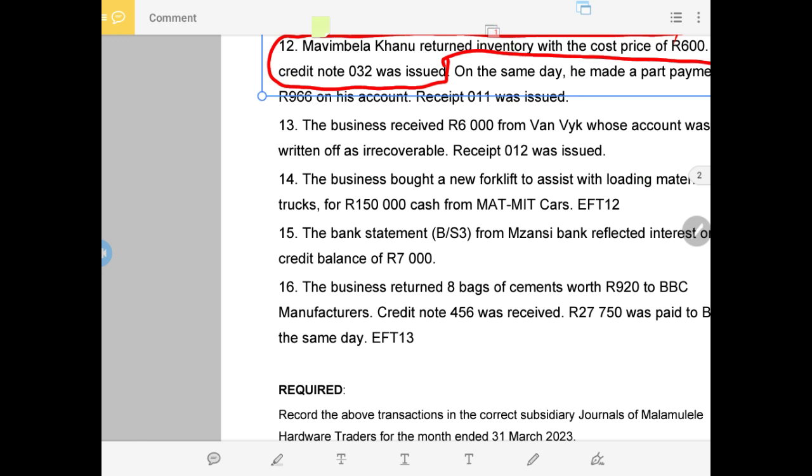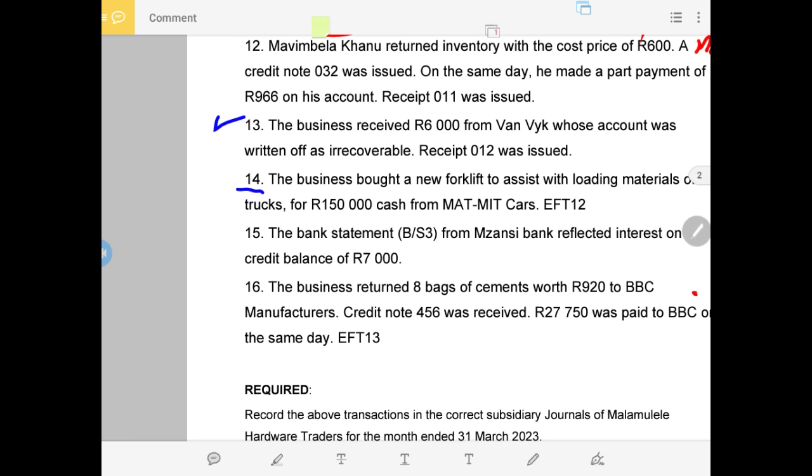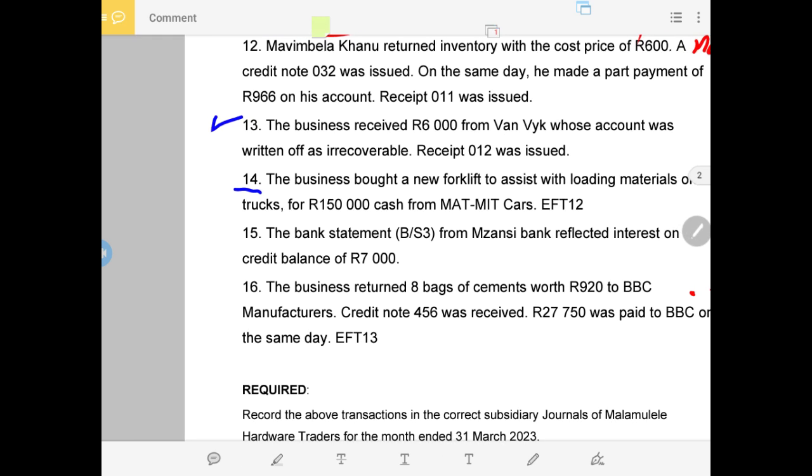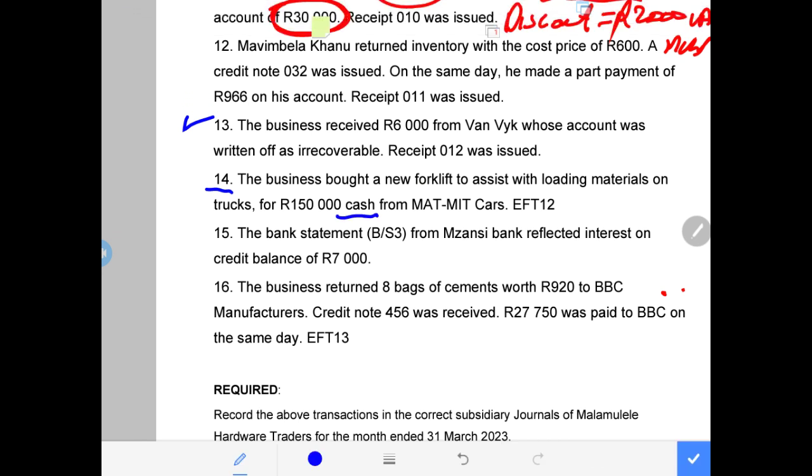The next one, number 13 is done. Then number 14. The business bought a new forklift, and if we buy, we need to check if it was bought for cash or credit. This was bought for cash. If it's cash, therefore now it will be a cash payment journal. It will be a cash payment journal.